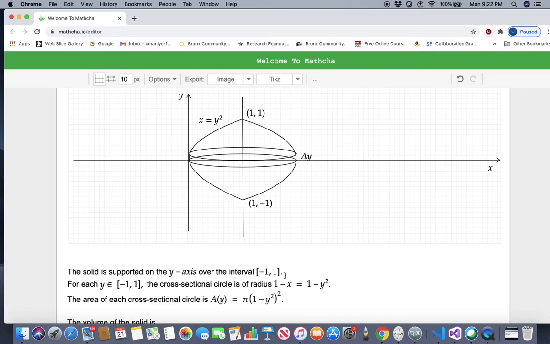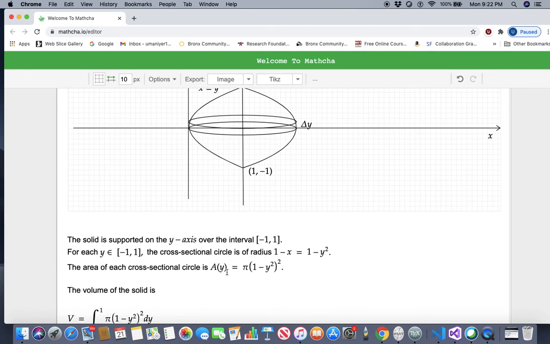From 1, you take away the x-coordinate. Remember, on this curve, the x-coordinate is the distance from the y-axis. So 1 minus x is the radius of a horizontal circle. But x itself is y squared, so the radius is 1 minus y squared. Each cross-sectional area is pi times radius squared, pi times (1 minus y squared) to the power 2.